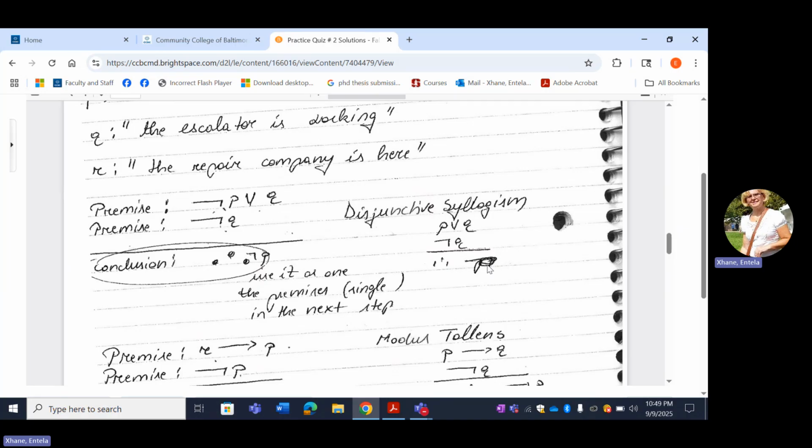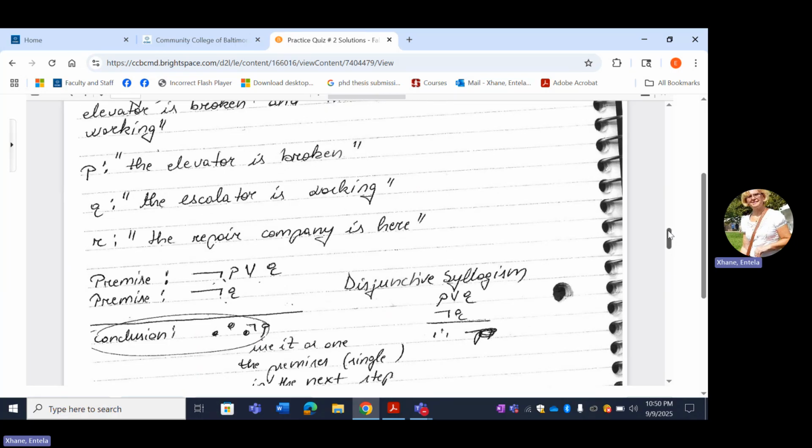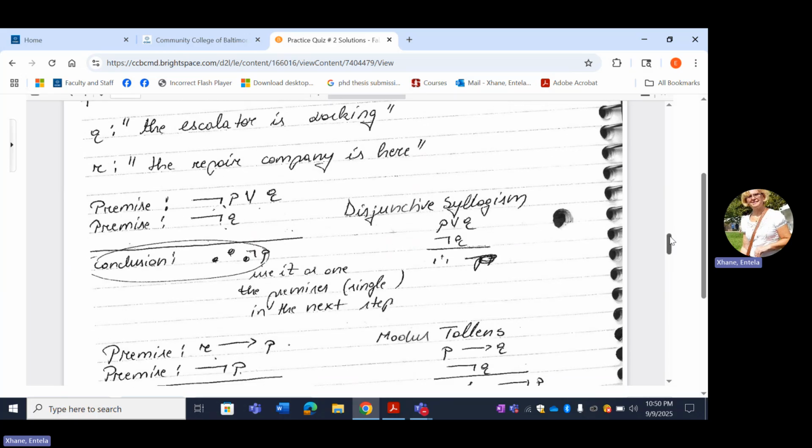So if I have a P that is disjunctive with Q and then connected with the second premise, not Q, then we get just P. So P stays the same. Now I start off with a not P and then in combination with Q and then the not Q. So that's going to generate a not P, which means in this particular case, we are concluding that the elevator is not broken.